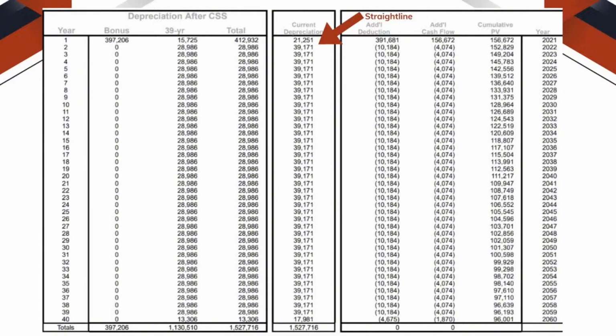Now on the left, depreciation after CSS. You notice on the bonus line item, there's a big giant $400,000 write-off. That's a loss. I'll explain. But the balance of what's left over would be those 28,986 all the way down. So they get to claim a big portion up front, and then the rest gets split up over the next 39 years. So that's a difference of a little over $10,000 per year in write-off, but he gets to claim a whole bunch up front.